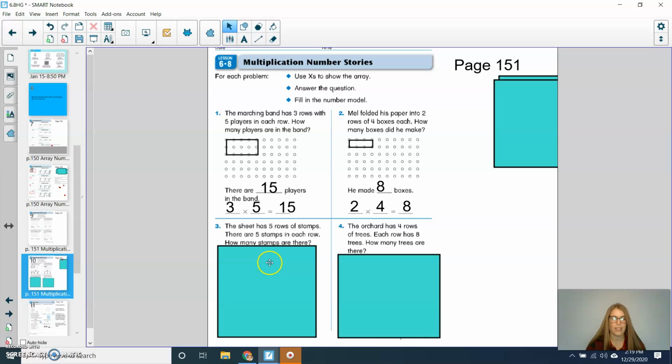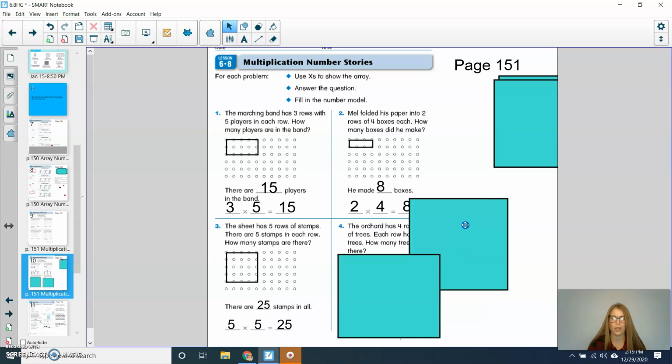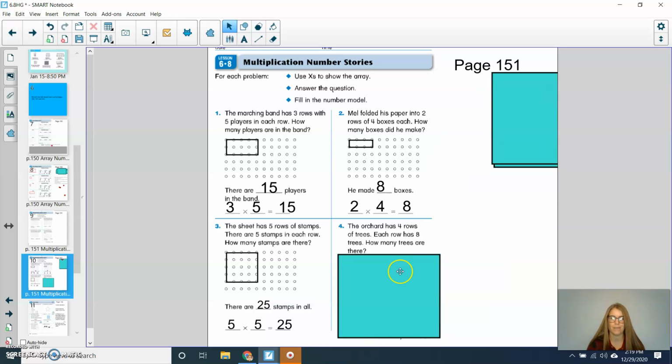For question 3, the sheet has 5 rows of stamps. There are 5 stamps in each row. How many stamps are there? And if you need more time, press pause. So you have a 5 by 5, and 5 times 5 is 25. So there's a total of 25 stamps in all.